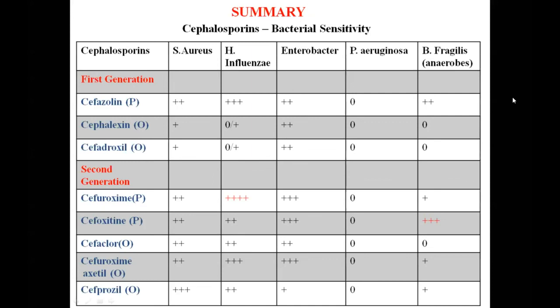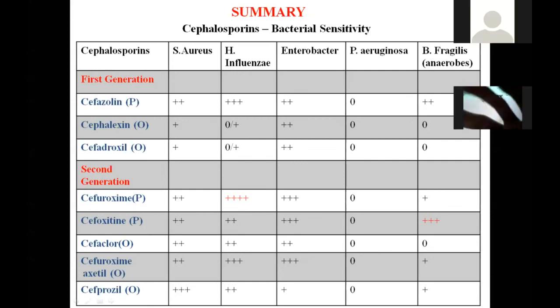We just summarize. So cephalosporins, you see the first generation, you see the activity against these organisms. They are more effective against Staphylococcus aureus. Cefazolin is very effective against Staphylococcus aureus as well as certain anaerobes. And the second generation cephalosporins, you can see cefuroxime as well as cefuroxime axetil. Both these drugs are very effective against H. influenzae. And cefoxitin, I mentioned about cefoxitin.